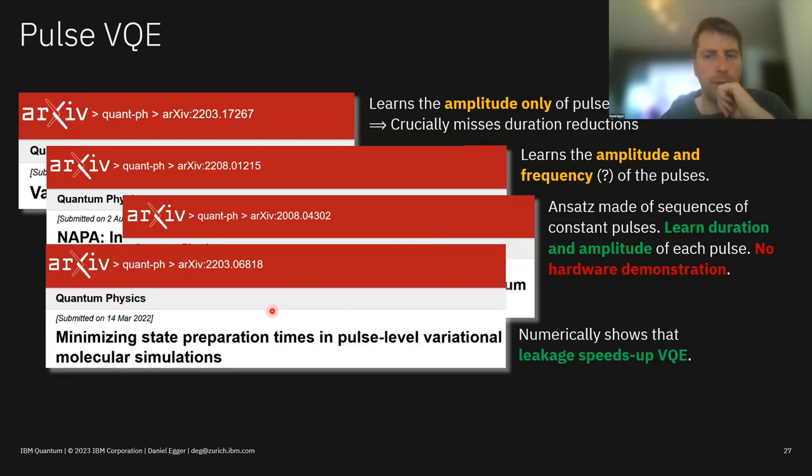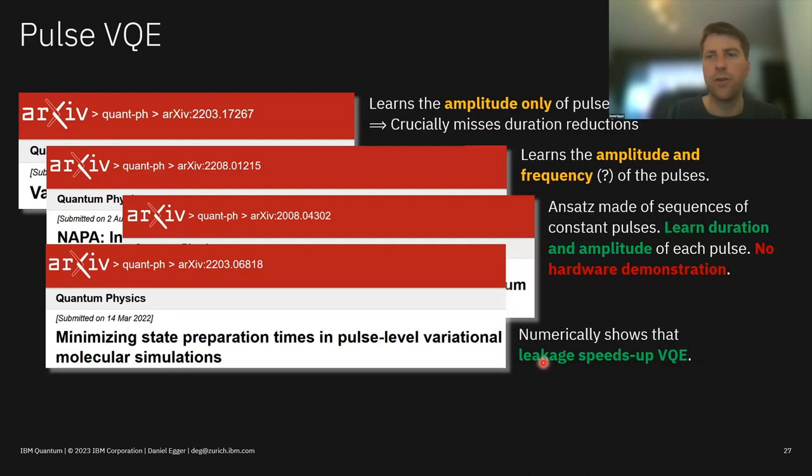Another nice paper that came out is the one shown here, where they showed that by using pulse level variational algorithm in simulation, they could actually have cases where leakage speeds up the algorithm. So leakage means that population leaves the computational subspace. But if this population comes back into your computational subspace, then this actually at the end of the algorithm doesn't have much of a penalty, right? And it can also be beneficial to speed up certain processes.